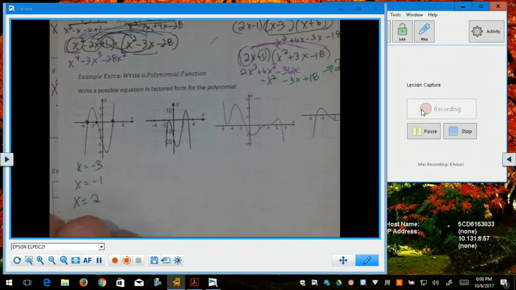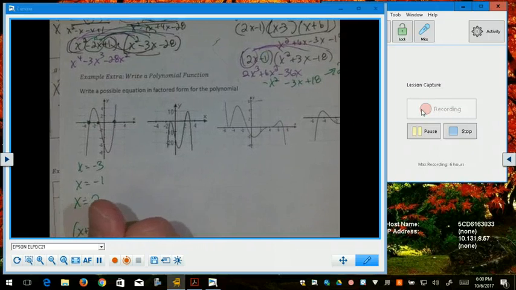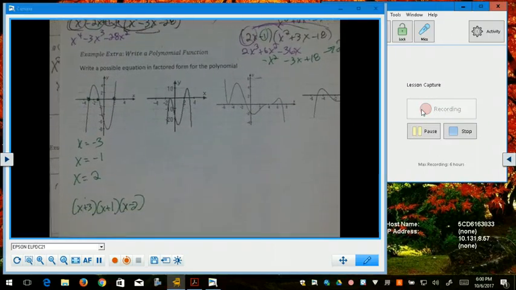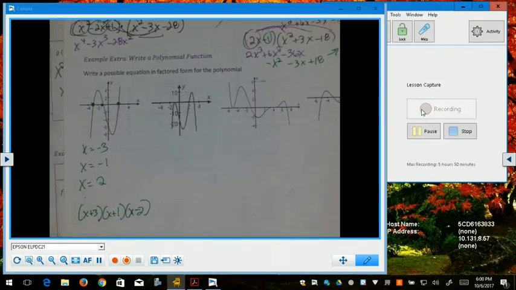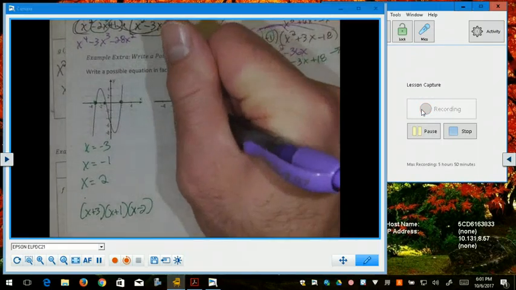So I would just set up my factors, x plus 3 by x plus 1 by x minus 2, and do as we did above to distribute those, or FOIL them if you want, to get your solution in standard form. I'm not going to do that right now, I'm just showing you how to get them from the graph. Now this next example is a little trickier.